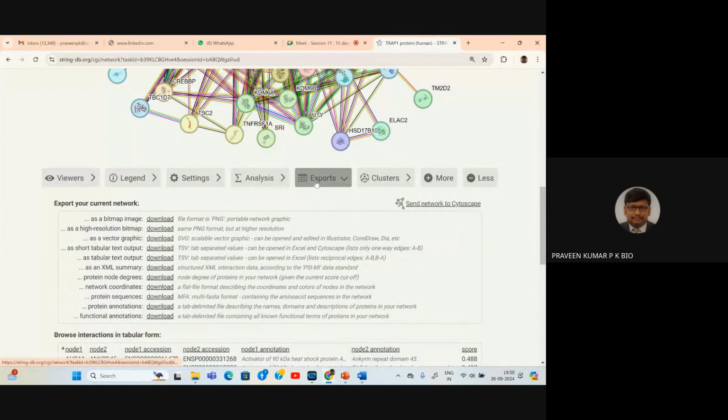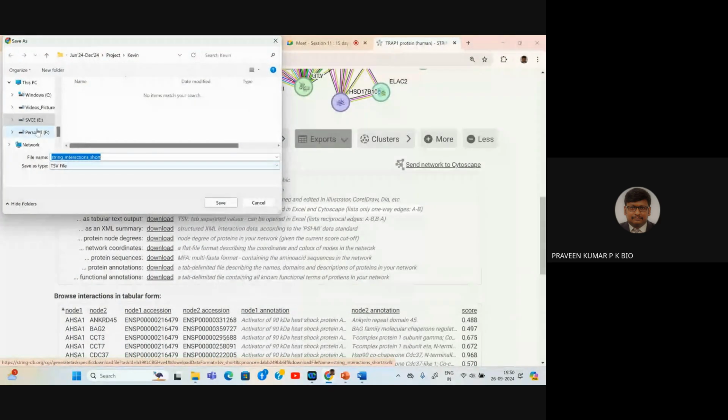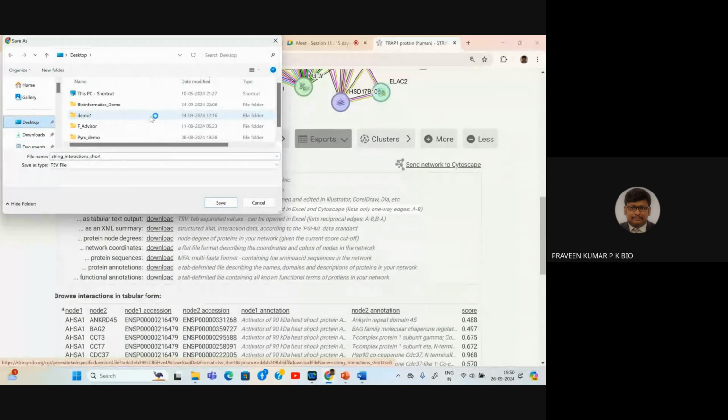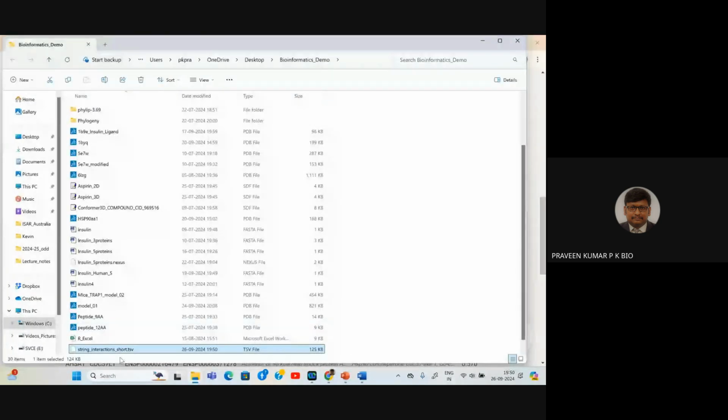And if you want to download this protein-protein interaction, one can go to the exports and download the tab-separated value file. This is the one. So one can download this, or you can use this if you want to open it in Cytoscape. Okay, download this and open it in Cytoscape. You just download it somewhere on the desktop, in a BIOINFORMATICS demo folder. I simply download here. So whatever I downloaded here, I am just going to open with Cytoscape.